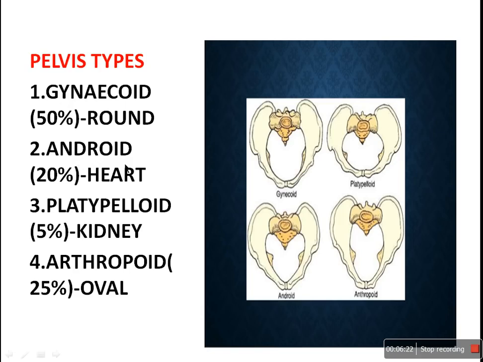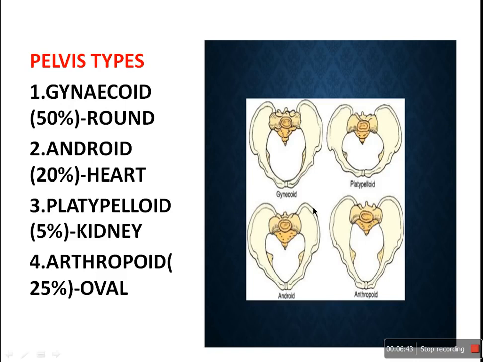Second is android type. It is otherwise called male type. 20% of the female pelvises are android type or male type. You can see it is the android type. The shape is like a heart shape.